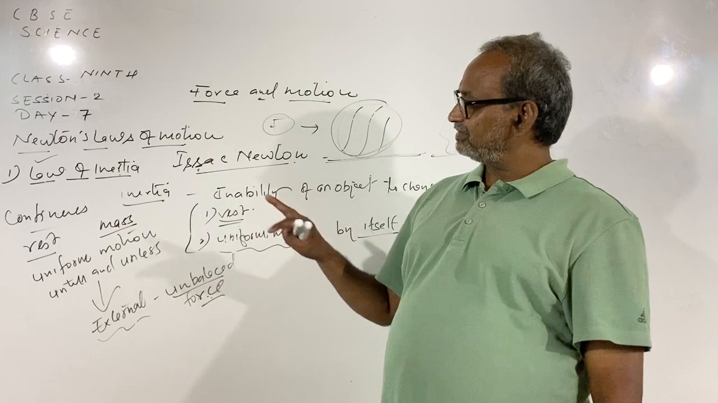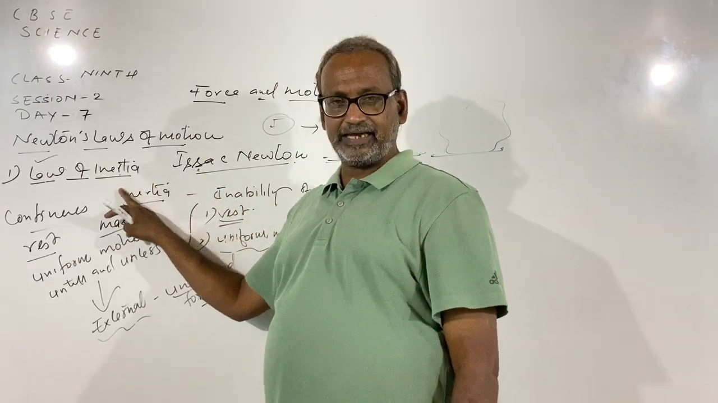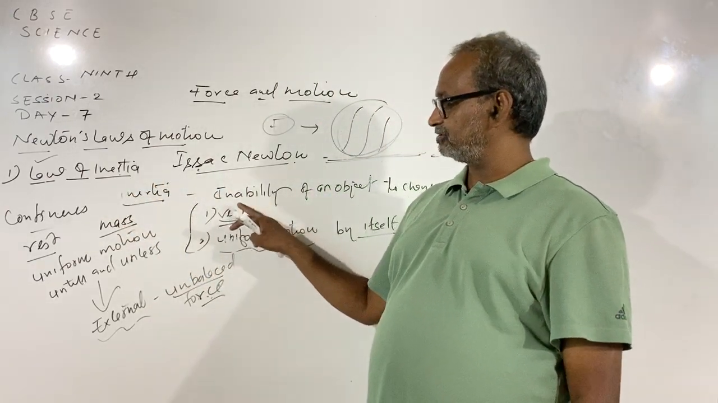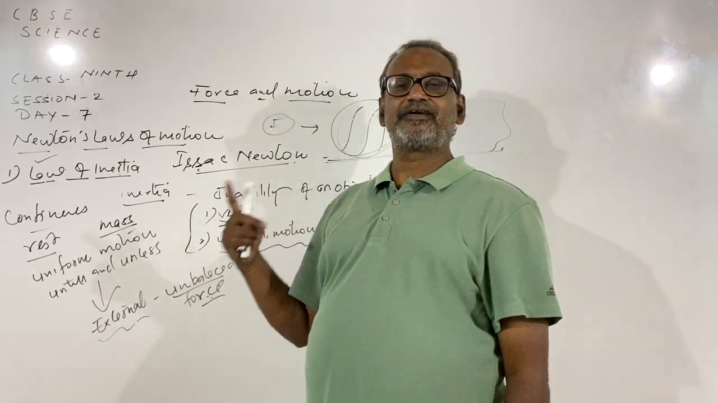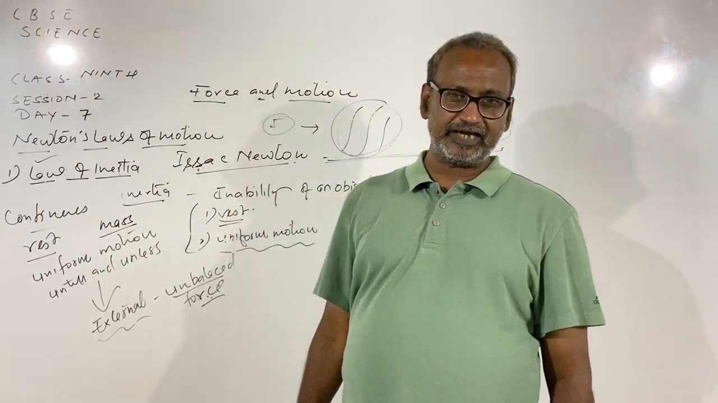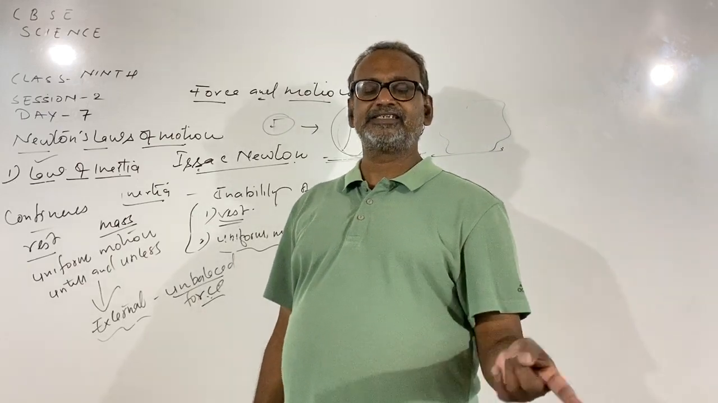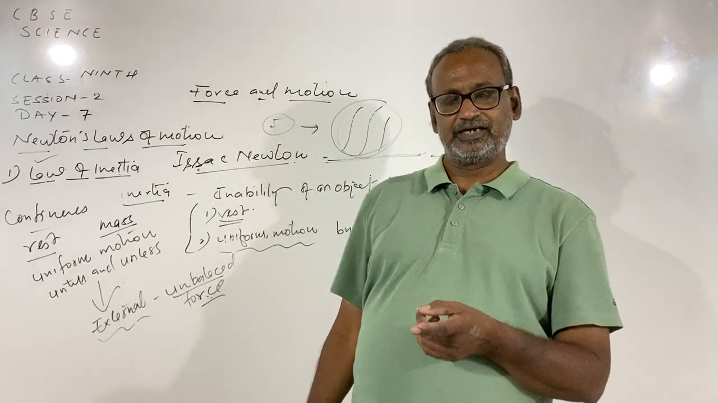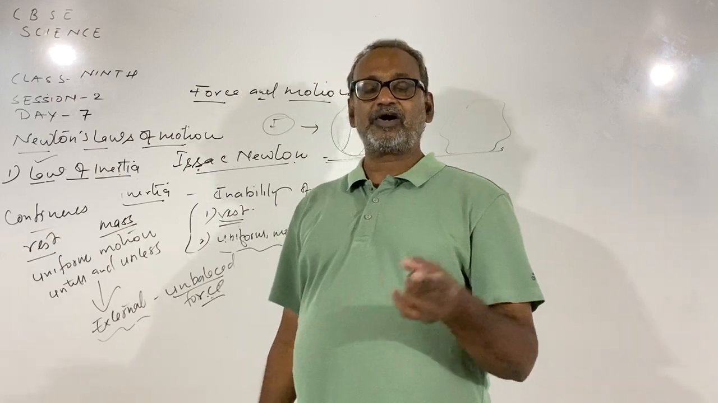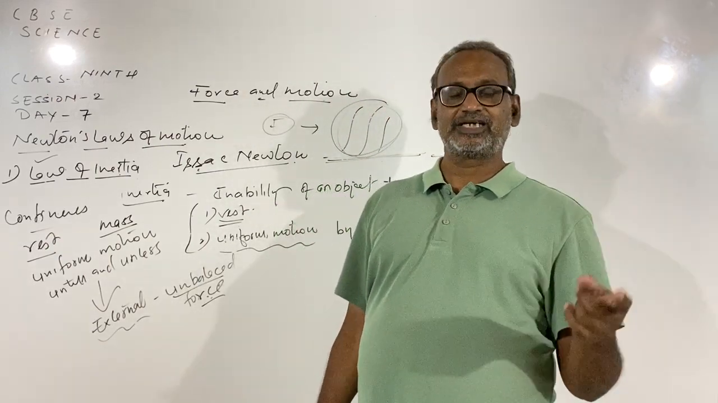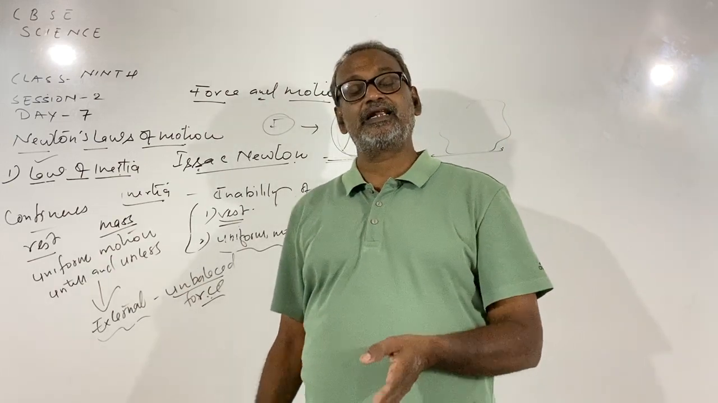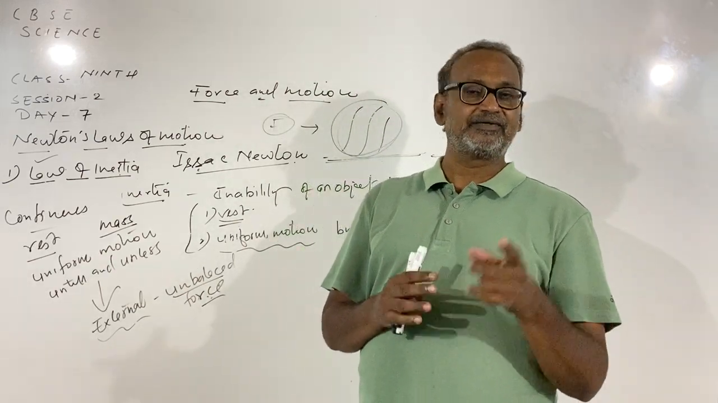You have seen that the inertia is of three types: inertia of rest, inertia of motion, inertia of direction. Inertia of rest means a body cannot change its state of rest by itself. Inertia of motion, a body cannot change its speed by itself. Inertia of direction, a body cannot change its direction by itself.